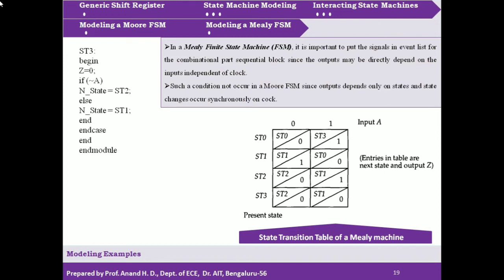But this is not the case with respect to Moore model, because the output is dependent only on the state and not on input, correct, with respect to Moore model. So this was not required with respect to Moore's model, because in Moore's finite state machine, the output is dependent only on the present state of the machine and not on the input. So there was no necessity for adding input to the sensitive list, whereas it is required in case of Mealy finite state machine, right? So that is what we need to understand. So by this we have completed all the concepts with respect to this module.